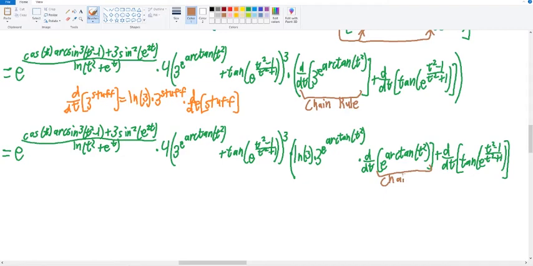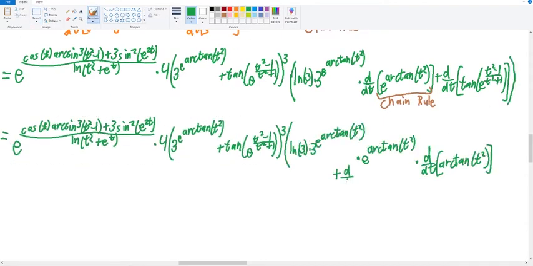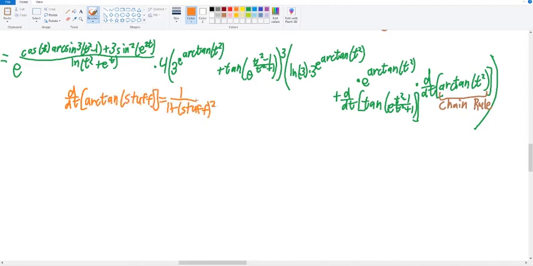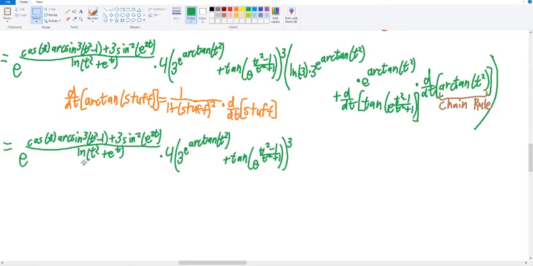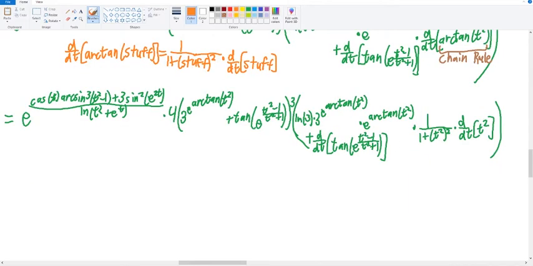And would you look at that, we got another chain rule to work with. And hey yo, another chain rule. This time it's the derivative of arctangent of stuff, which is another one of those weird ones. This is going to be 1 over 1 plus stuff squared times the derivative of that stuff. And we know how to take the derivative of t squared, so we can stop there.